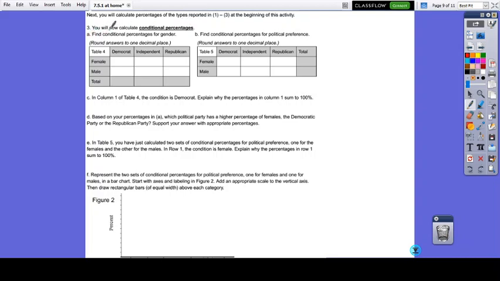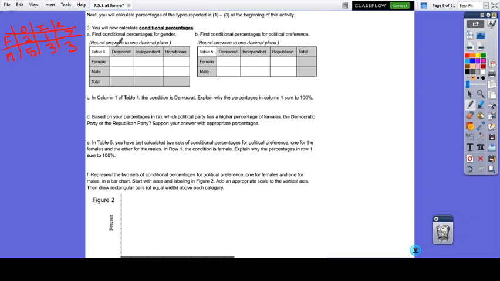Okay, letter A, find conditional percentages for gender. Round your answer to 1 decimal place. If you want to at this point, take the information that you had on the first slide and bring it with you as you go. Essentially we had a chart with female, male, Democrat, Independent, Republican, split up by 2, 1, and 7, and 5, 3, and 3. I'm just going to fill that in here so that we can refer back to that as we go through this. Okay, so your conditional percentages for gender.